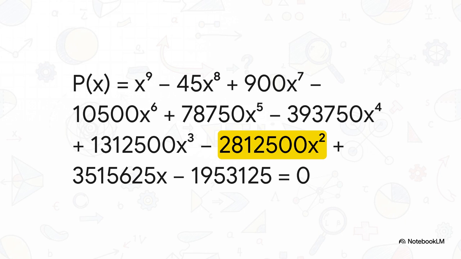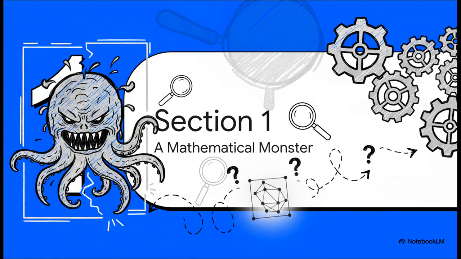Meet our antagonist, a massive, intimidating ninth-degree polynomial. You've got 9 different powers of x, and these gigantic coefficients. Our job? Find the value of x that makes this entire thing equal to 0. Okay, let's officially open the case file on what we're calling this mathematical monster. Our goal isn't to fight it head-on, because that would be a nightmare. Our goal is to outsmart it.